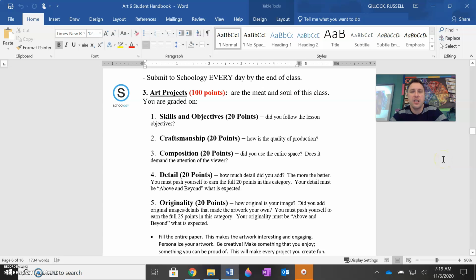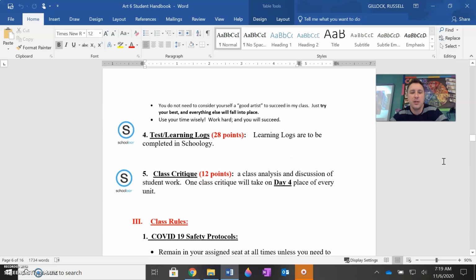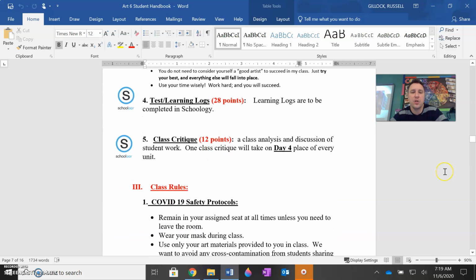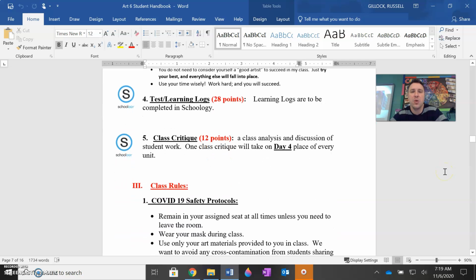All right, so those are your 5 criteria. Again, you don't need to be a good artist to do any of it, but that is how I grade your projects. You'll also have learning logs, which we'll get into later in class, but they're 28 points. It's basically just a reflection of your project. So after you're done creating the project, you just write about your thoughts on the project, how you created it, why you made your decisions, and there's also a vocabulary section as well.